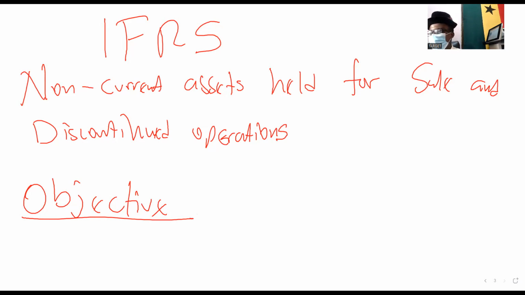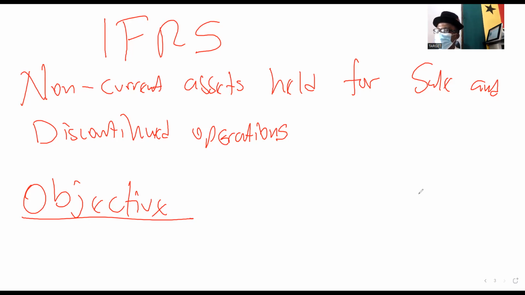All right, so the objective of this standard is to prescribe the accounting treatment for assets held for sale. To be specific, non-current assets held for sale. And then the presentation and disclosure of discontinued operations.